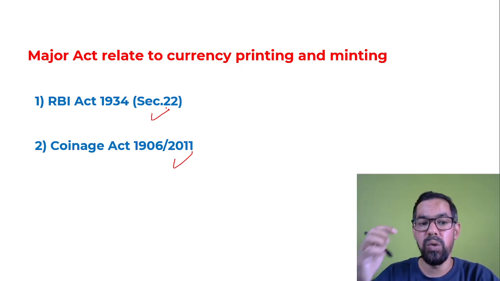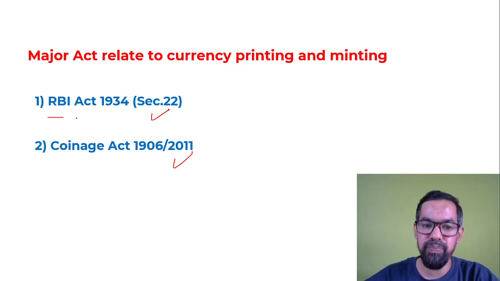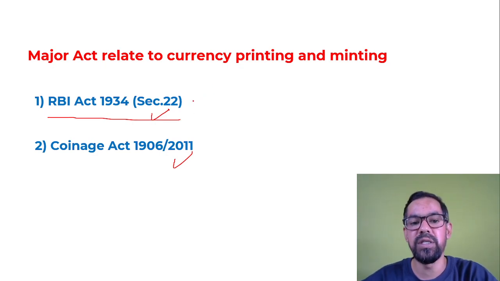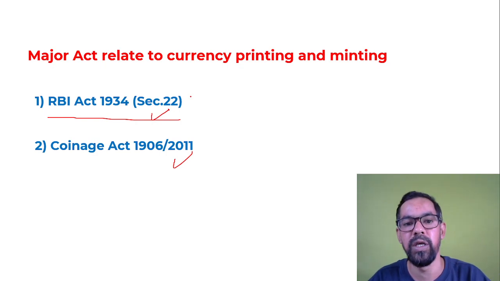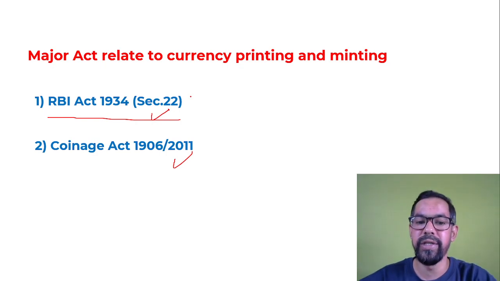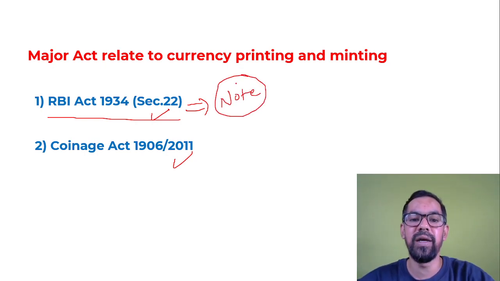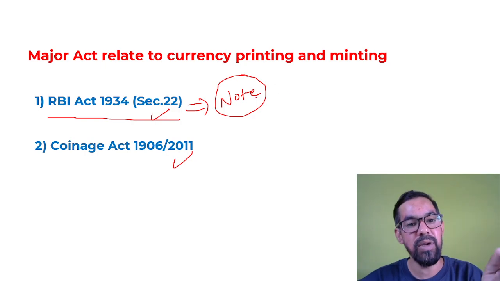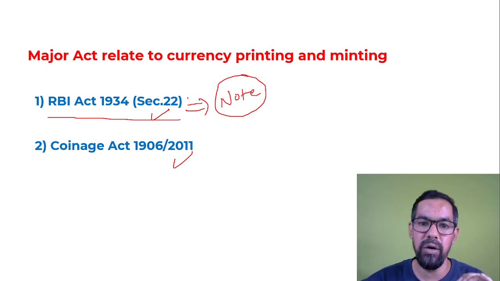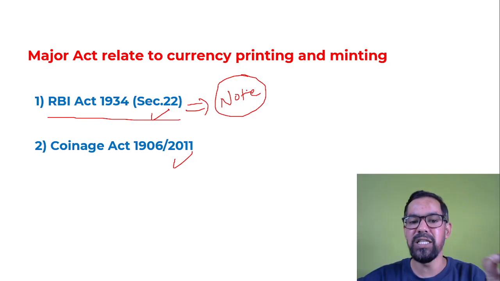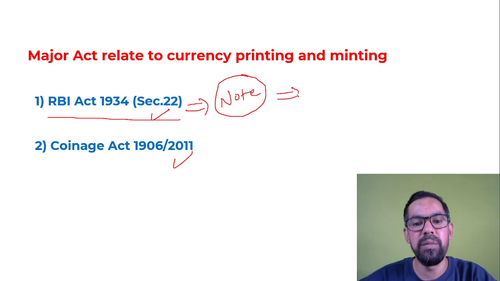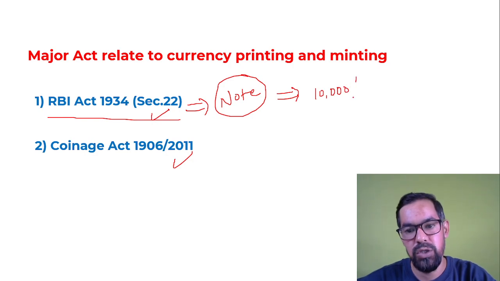So two acts. The RBI Act 1934 section 22 gives the proper definition for currency note printing. The rupee 1 currency note printing right goes to the Government of India, which is mentioned in this particular act or section as well. As per this act, the maximum denomination currency note can be rupees 10,000. Please do remember this one.